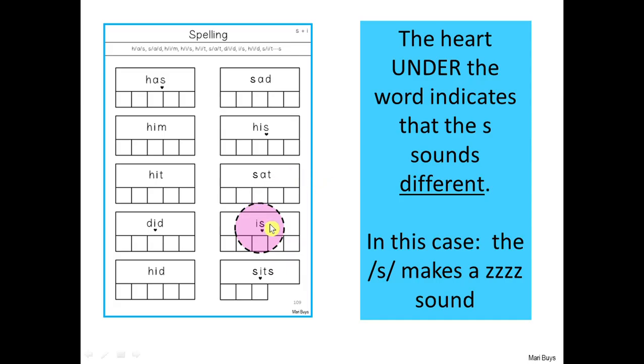Okay, now sometimes you have seen a little heart underneath some sounds. Now we teach the S says S, but the S can also say Z. So at this stage, there's a heart underneath this, because it indicates that this is not the usual S sound. It must change. So the sound it makes is Z. Okay.